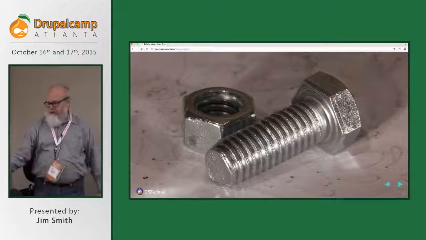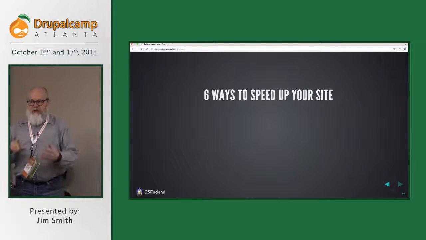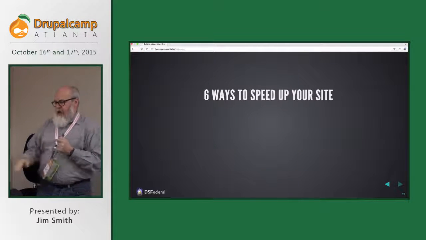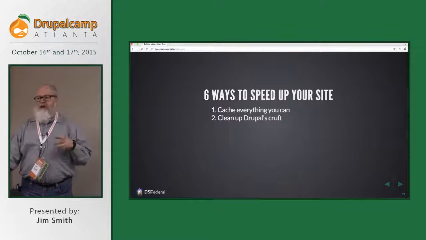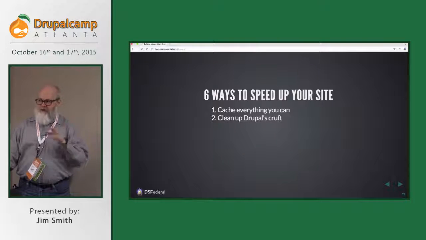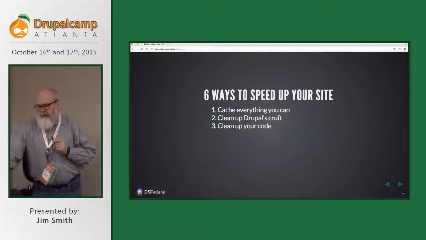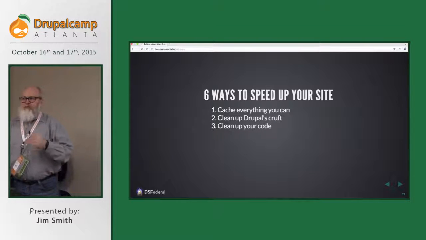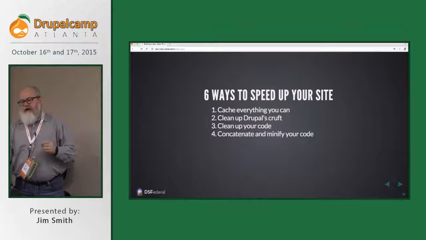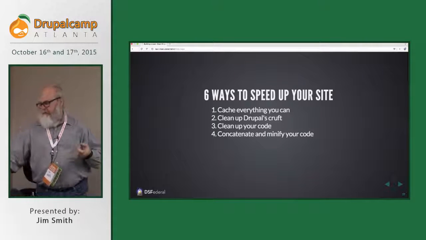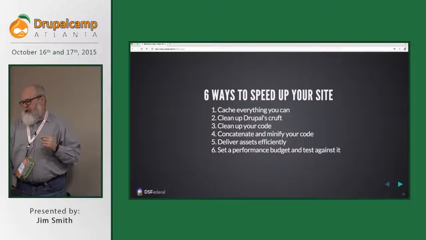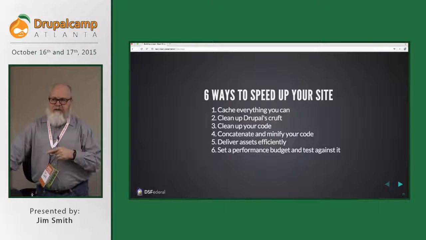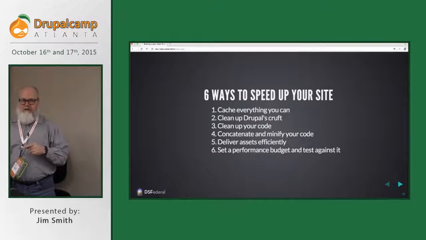So now let's get into some of the nuts and bolts of making your site faster. We're going to talk about that in 6 different ways. The first is cache everything you can. Secondly, clean up Drupal's cruft. And believe it or not, there is some cruft in Drupal. Clean up your code. So not just what Drupal delivers out of core or out of the modules, but the code that you contribute to it. Concatenate and minify anything that you can. Deliver your assets efficiently, and set performance budgets to test against. And this is a key one that we'll dig into a little bit at the end.